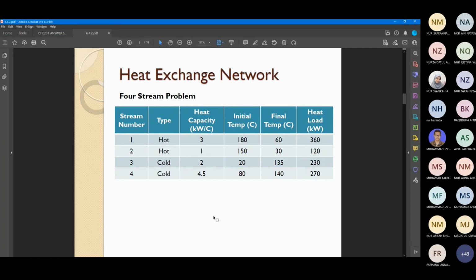By looking at the unit, you have kilowatt per degree Celsius. You can have other units as well, such as kilowatt per Kelvin.